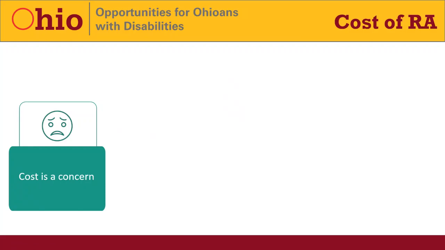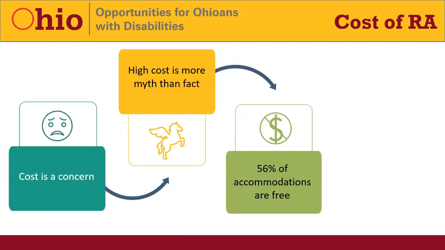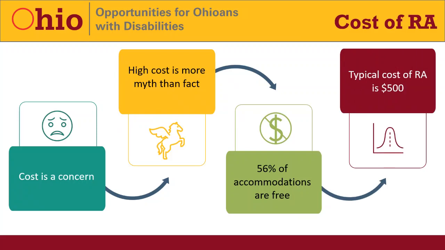However, this concern that reasonable accommodations are costly is more of a myth than a fact. First, many employees with disabilities do not need accommodations at work. Now, when an accommodation is needed, a survey from the Job Accommodation Network revealed 56% of accommodations were free. And of those that required a one-time cost, the typical cost was $500. So based on these studies, accommodations are often reasonable from a cost perspective.